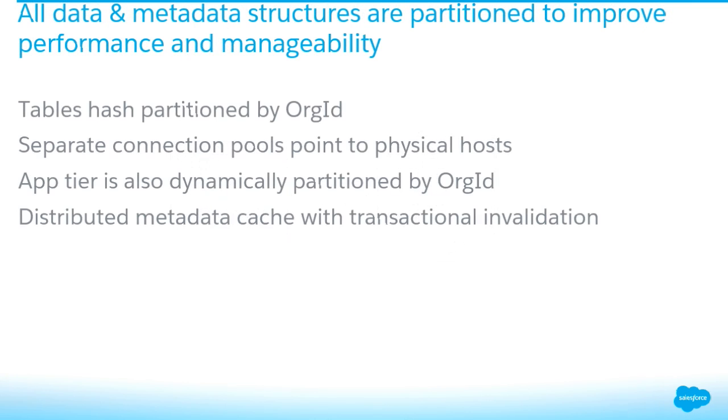Now, all the data and the metadata that we have is partitioned to improve performance. So if we have 8 gazillion rows inside the data table, that's not going to be very efficient to use, as we all know in database terms. So what we do is we partition it using a hashed calculation. A hash calculation is just a mathematical formula that takes the org ID that you have and ends up with a number between 0 and 31. So we have a 32 space hash.